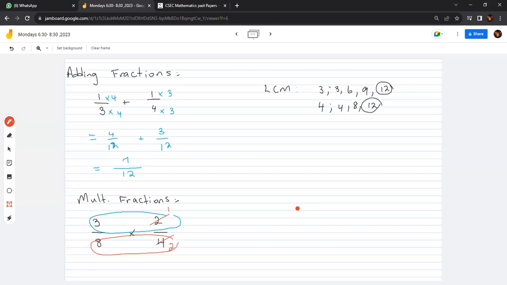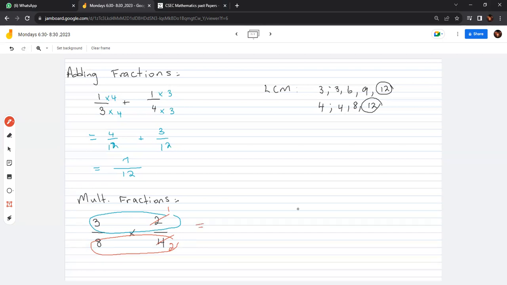Now I know you guys are wondering, okay, I have 2 here and I have 8 here, and they share the same timetable, which is the 2 times table. But I cannot break down in the same house. I could only break down from one house to another house, or else we'll have chaos. So there's nothing else that we could break down.